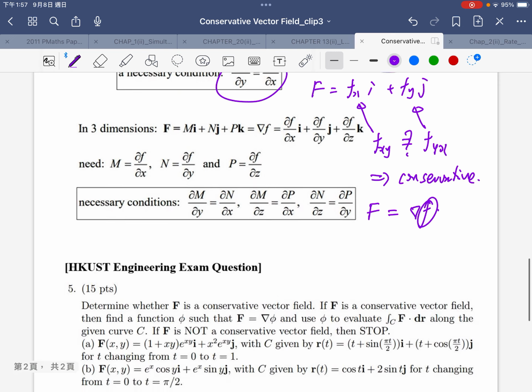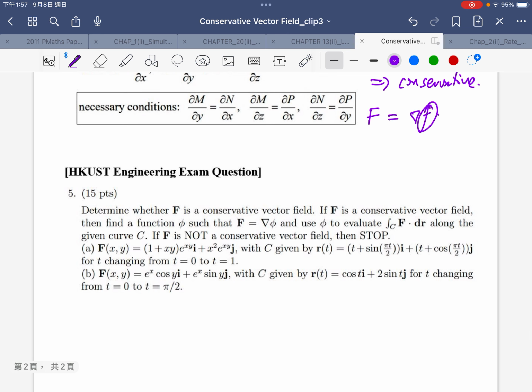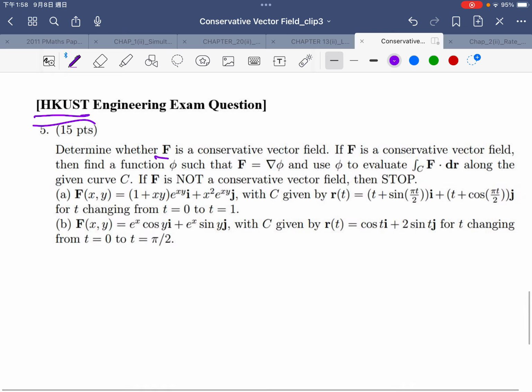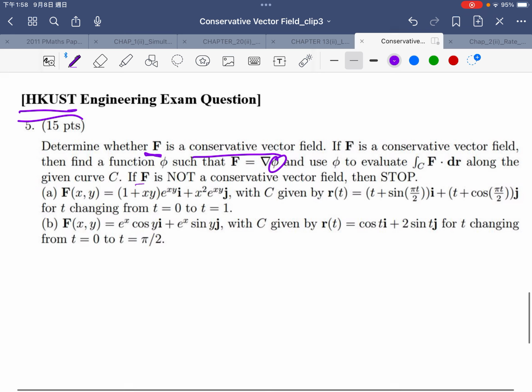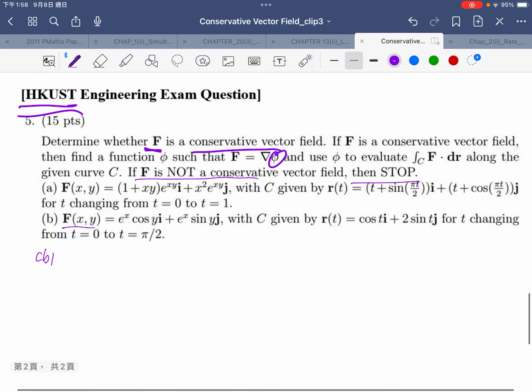Okay, here is a question from HKUST, Hong Kong University of Science and Technology. I forgot the name. Okay, an engineering exam question. Determine whether F is conservative or not, and also find the phi here. And for question 1, if not, then stop here. Okay, I do part B first because part B is the easy one.